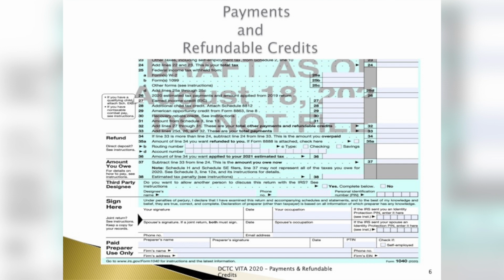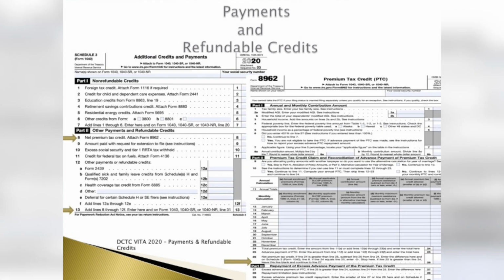Let's just take a quick look at it right now. This slide shows both the Schedule 3 as well as the Form 8962. In an earlier segment on non-refundable credits, we referenced Schedule 3, Part 1. In taking a closer look at Schedule 3, it also contains a Part 2, Other Payments and Refundable Credits.